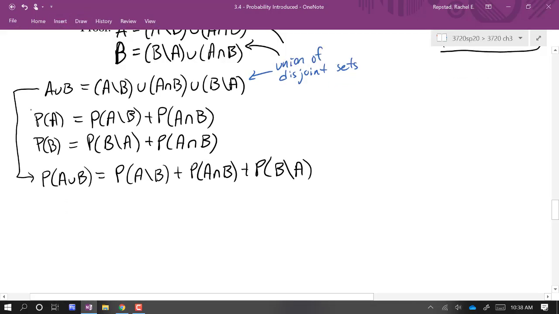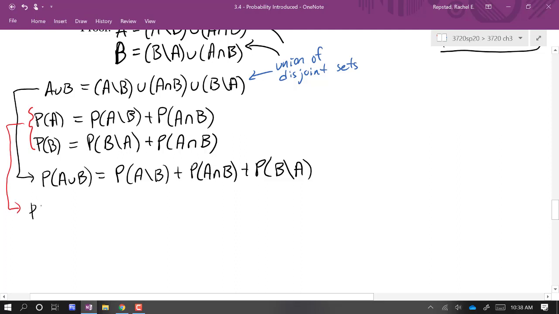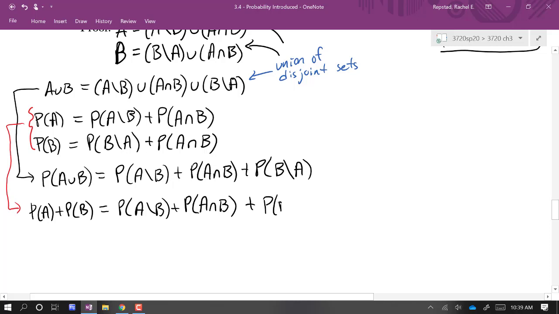Next, I'm going to take each of these guys here. I'm going to add them together. P of A plus P of B is P of A set minus B plus P of A intersect B plus P of B set minus A plus P of A intersect B.